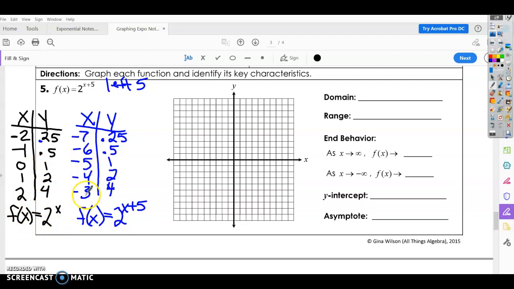And then this table again, we're shifting the x's left 5, because that's our transformation, and then everything else stays the same. So to put these on the graph, we're going to go over negative 7. 1, 2, 3, 4, 5, 6, 7.